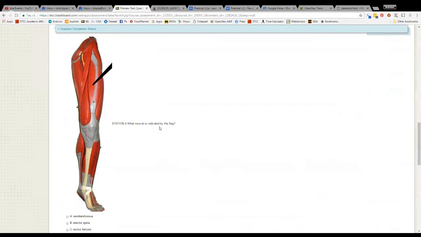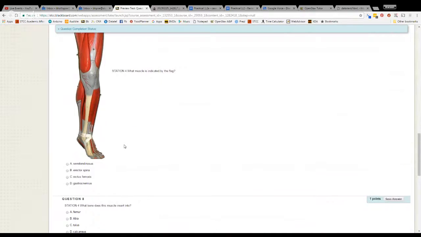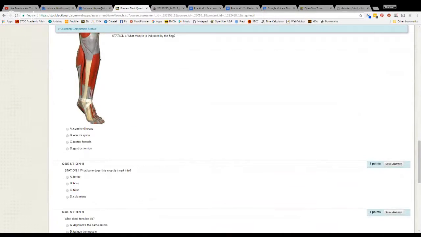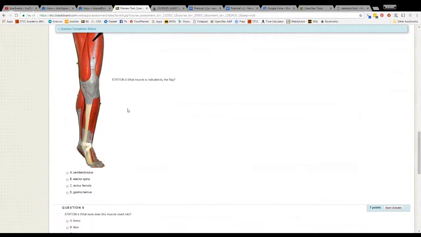But station 4, what muscle is indicated by the flag. I painted a pointer on top of the picture to indicate where I would put a flag, a piece of tape on the model. And then the next question is still about station 4. So it asks about the muscle that's the answer to this.